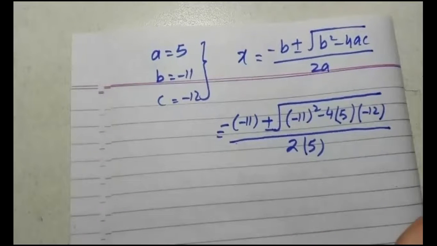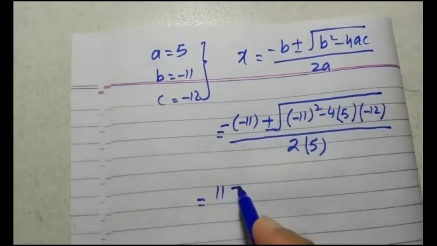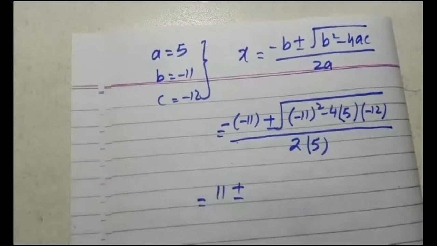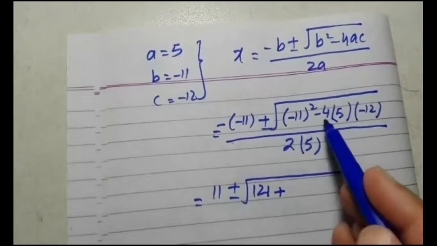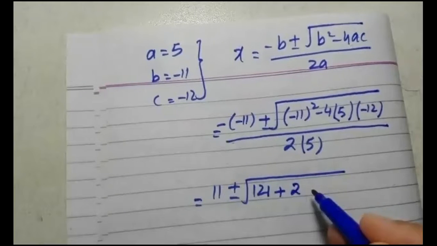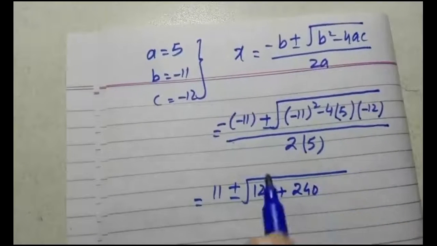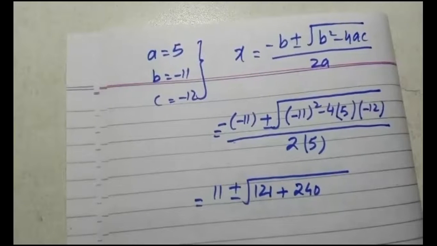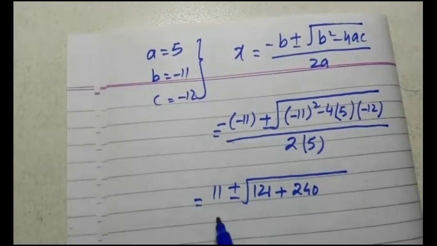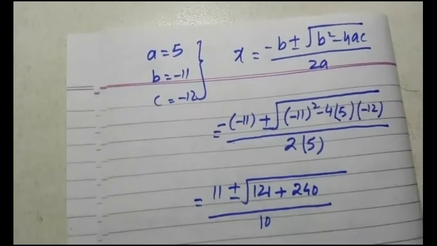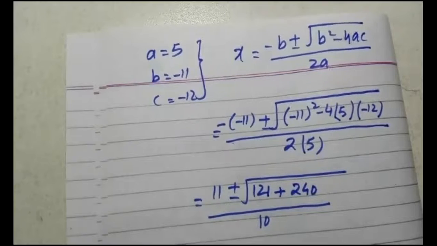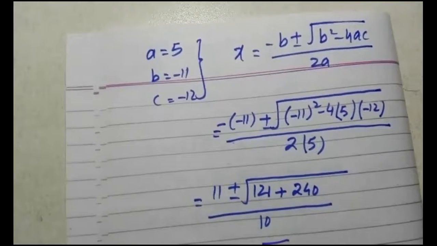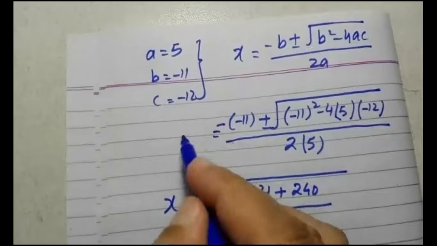So once you substitute these values, now we will go for the simplification, that is 11 plus minus root of 121 plus 4 times 5, that is 20, and this will become, I think, 240, whole divided by 10. 11 plus minus, it will become 361 under root divided by 10 equals to x. All these are equals to x.